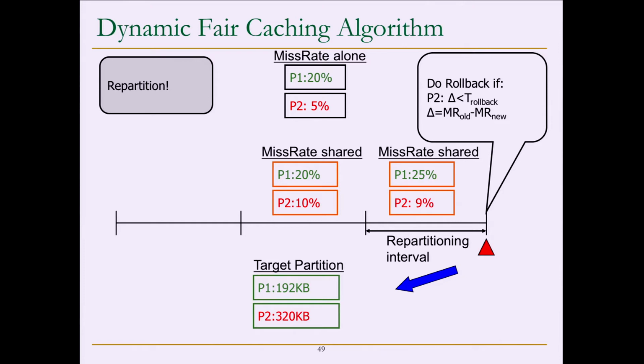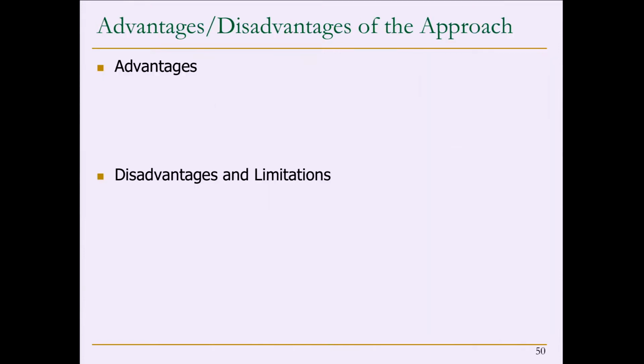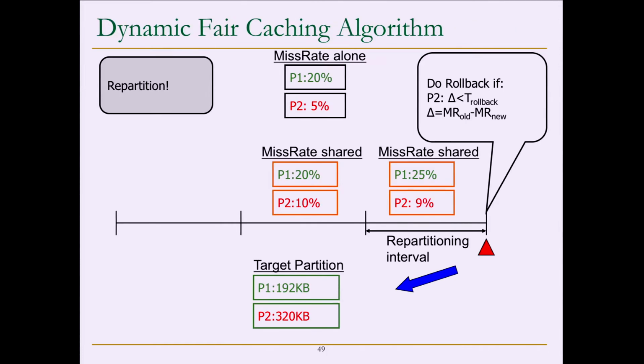So you may decide to go back to a target partition, and you keep basically changing partitions. It's different from utility-based cache partitioning, but it provides something that the utility-based cache partitioning doesn't provide, which is more fairness, with this definition of fairness, right?